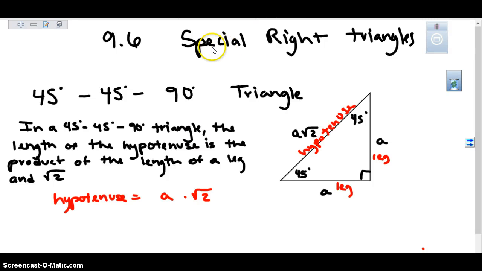Today we're talking about special right triangles. In a 45, 45, 90-degree triangle, the length of the hypotenuse is the product of the length of a leg and the square root of 2. And here's an example of a 45, 45, 90 triangle, where the legs are the two sides that make up the 90-degree angle and the hypotenuse is on the opposite side of the 90-degree angle.